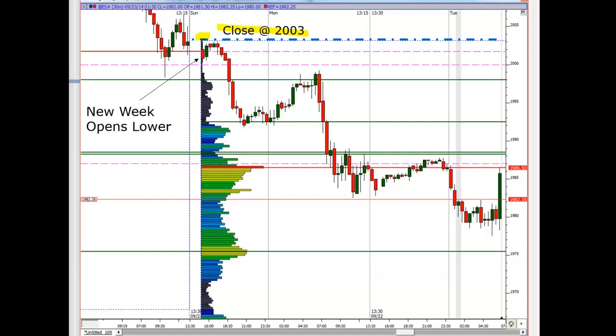So the new week, the following week, opens a little bit lower, meaning it gaps down. And what happens in the next 30 minutes, it goes right back up for a test of the close. Then we have a number of 30-minute periods, to be exact, about 3. And let's take a look together at what starts to happen.